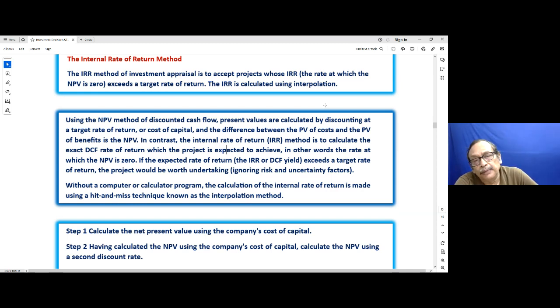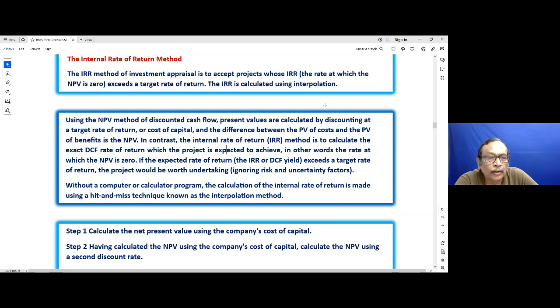But if we compare the internal rate of return method, in contrast, it calculates the exact discounted cash flow rate of return which the project is expected to achieve. In other words, the rate at which the NPV is zero. If the expected rate of return, that is the IRR or DCF yield, exceeds a target rate of return, the project would be worth undertaking. Here we are ignoring risk and uncertainty factors.